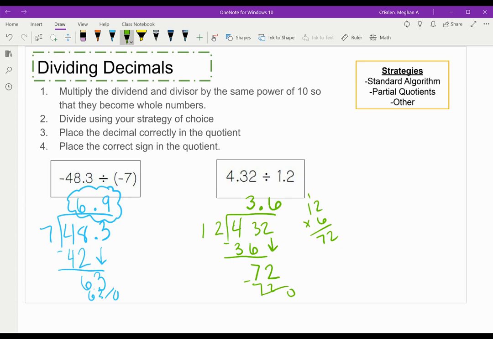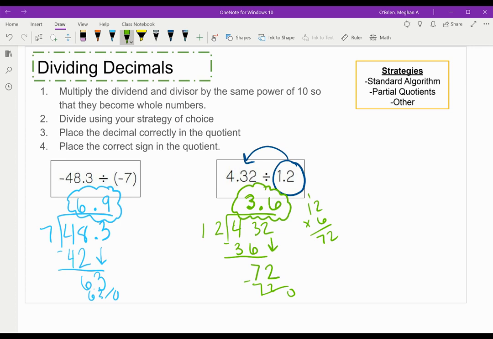Now I just want to make sure that this makes sense. I'm going to go back to the original problem and think to myself, this division problem is like asking how many groups of 1 and 2/10 fit into 4 and 32 hundredths. And about 3 or 4 would make sense if I were to just round these to whole numbers. So my answer is definitely reasonable. 3 groups and some more, 3 and 6/10 groups. And it's a positive divided by a positive, which is a positive quotient. And there we go.